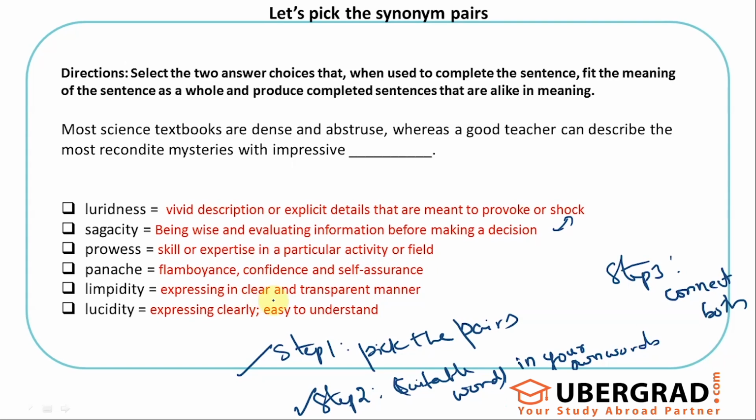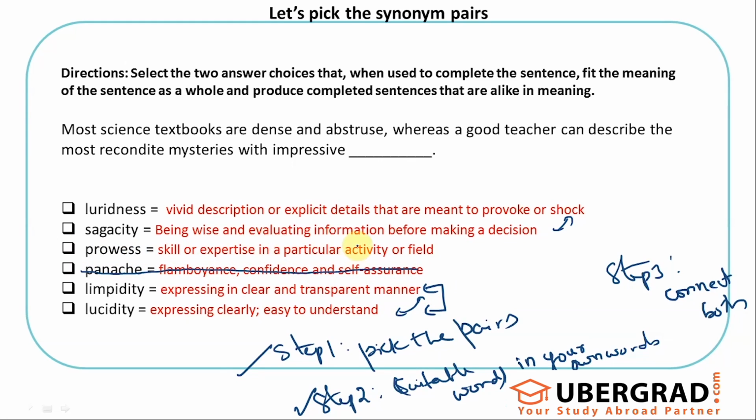Limpidity, expressing in a clear and transparent manner. Lucidity is expressing clearly, easy to understand. When I look at this, I can immediately see a link here. These two are definitely pairs. Expressing in a clear and transparent manner, expressing clearly in an easy to understand format, that's lucidity. So these two are definitely a pair. Good. Then flamboyance, confidence, self-assurance, I don't see anything relevant. So this one is definitely gone.